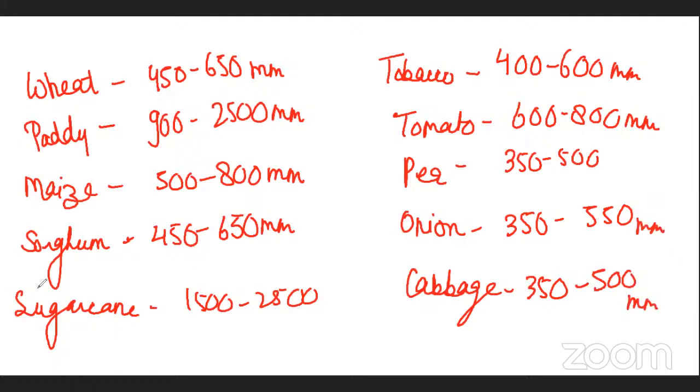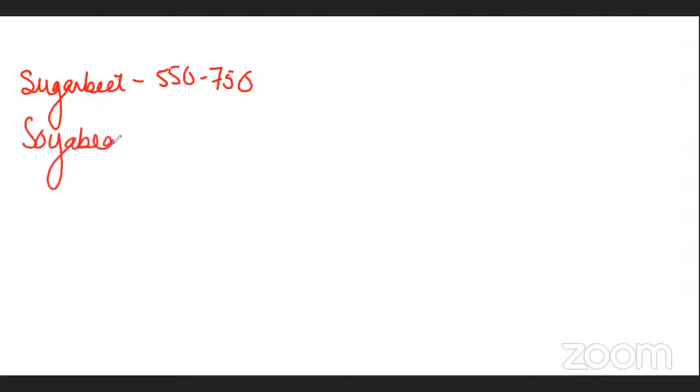So in this slide I have discussed the water requirements of different crops. Now the second thing, we will be discussing some more crops. Then we will be seeing the critical stages, meaning the time to irrigate also. Then we are having the sugar beet, that is 550 to 750. Soybean, it is 450 to 700.